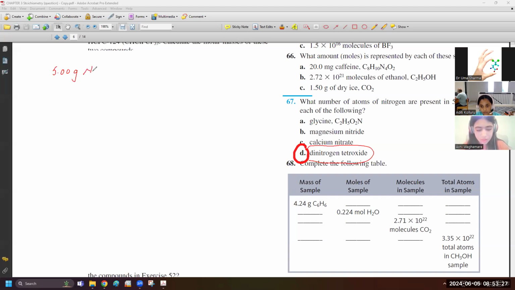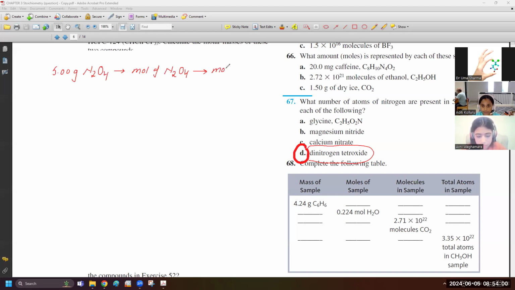N2O4. Yes, very good, Avni. Very good, Aditi. Now from grams of N2O4, we are going to go. Make the planning, Avni. Number of moles. Moles of what? Moles of nitrogen. No, no, dear. How can? These are the grams of N2O4. You cannot calculate moles from these grams.